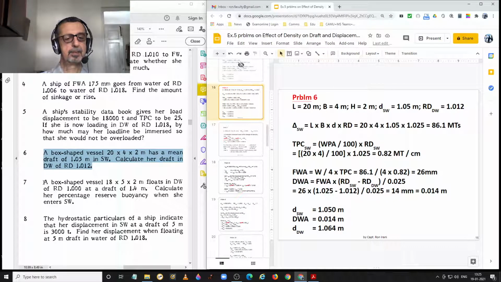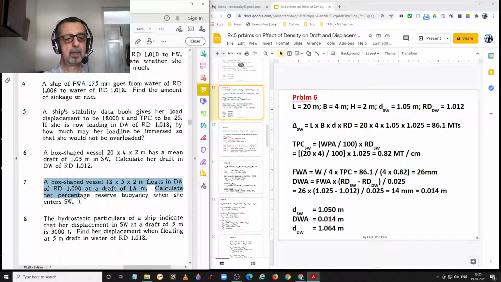Problem number 7. A box-shaped vessel 18 by 5 by 2 meters floats in dock water of 1.000, which in effect is saying that she is floating in fresh water at a draft of 1.4 meters. Calculate her percentage reserve buoyancy when she enters salt water.